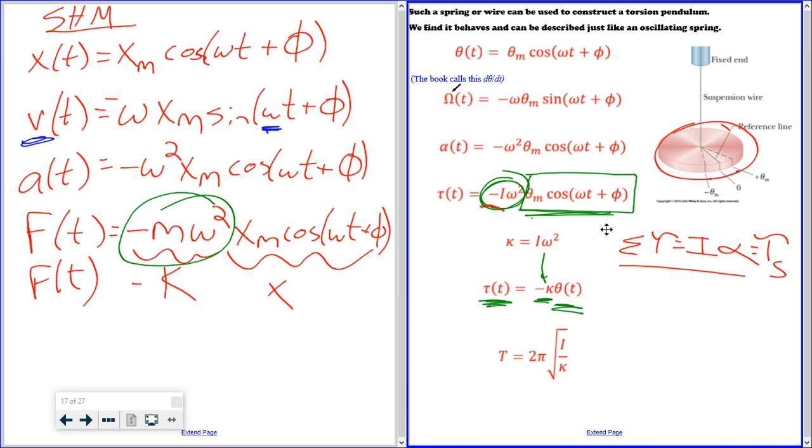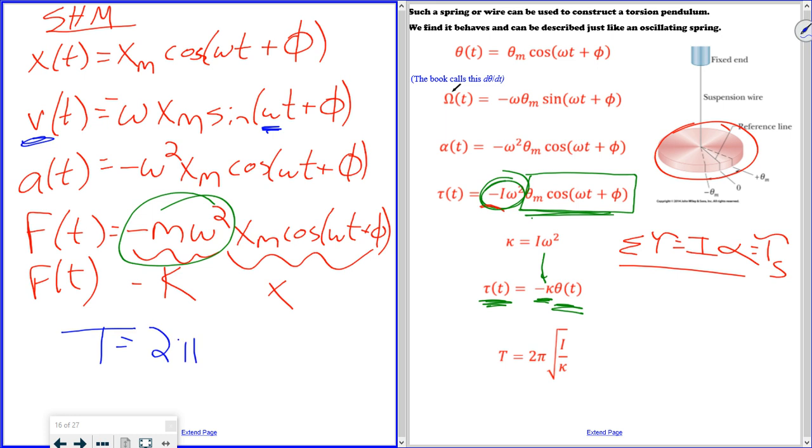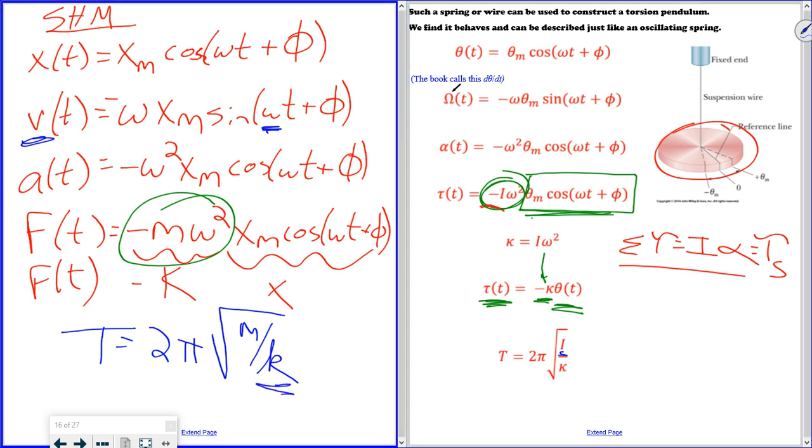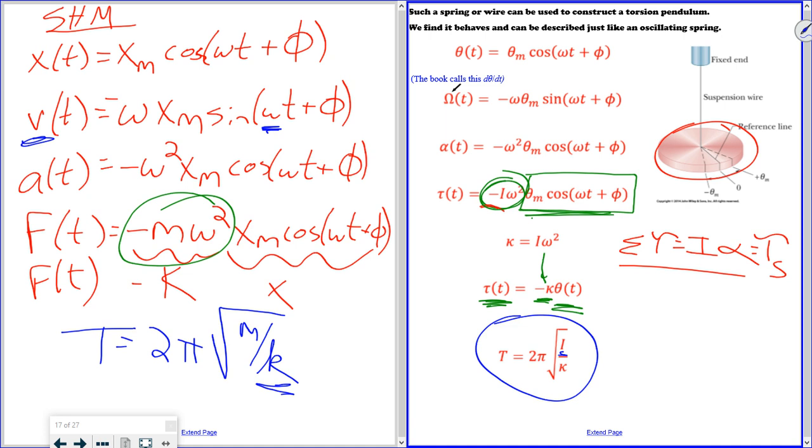And when we did regular old simple harmonic motion, we learned that the period was 2 pi times the square root of m over k. Well, similarly over here, we replace m, which is inertia, with I, rotational inertia, and we replace k with kappa. And this is basically just the idea that your angular frequency is 2 pi over the period. So if you solve for the period, you get this.